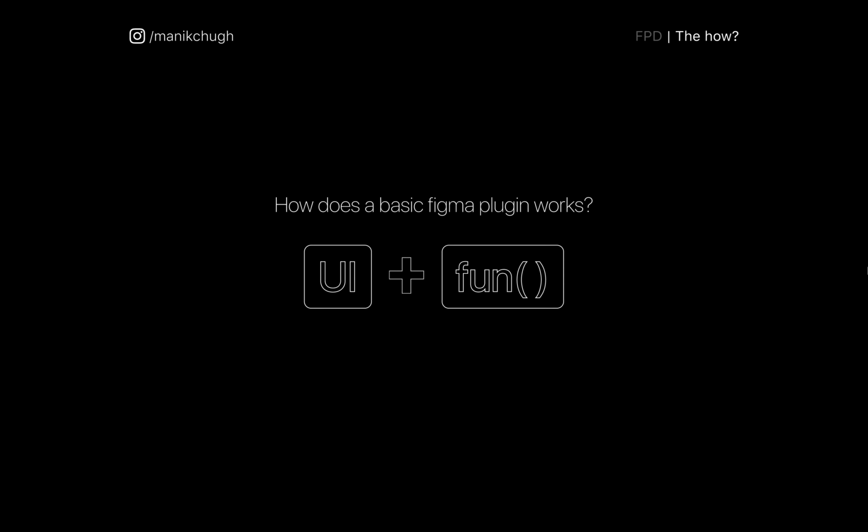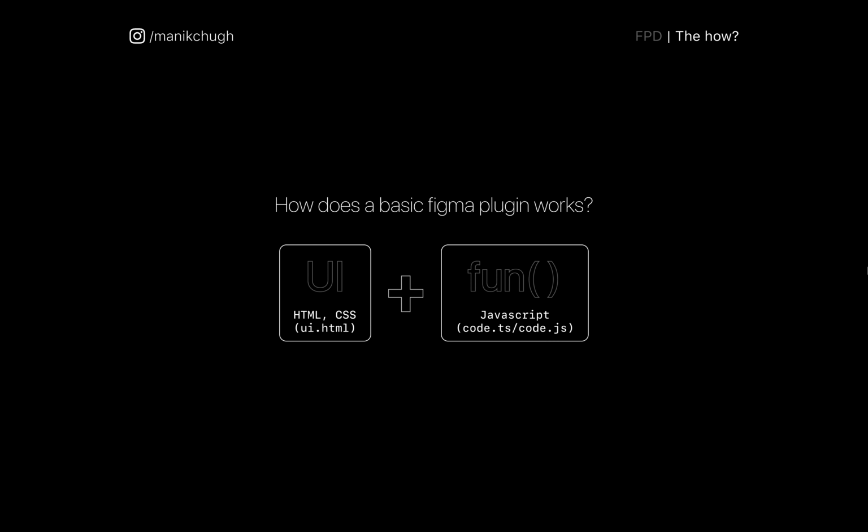Now let's try and break it down, how you can write this UI and functionality when you're working with Figma plugins. Now UI in a Figma plugin can be handled with HTML and CSS, and there's a file for that which is called ui.html. As of now, you cannot write your HTML and CSS in two separate files. You can write them in one single file with inline CSS in your ui.html file.